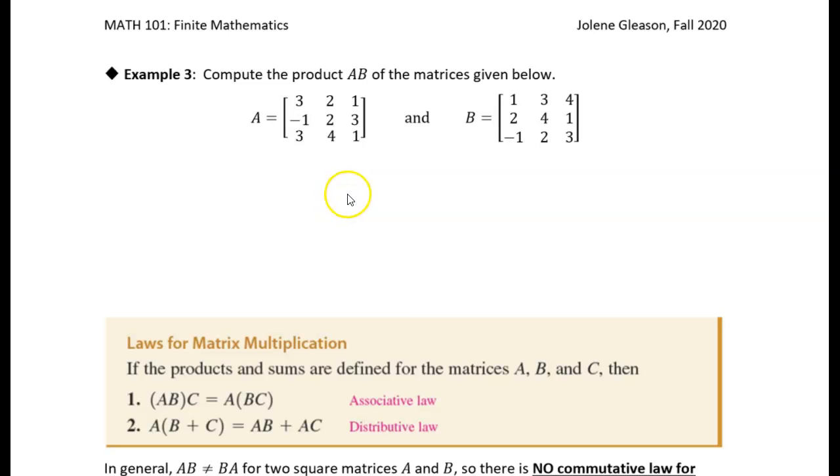All right, so example 3 is just some more practice. We've got a 3 by 3 matrix and another 3 by 3 matrix, and we're going to compute the product A times B.